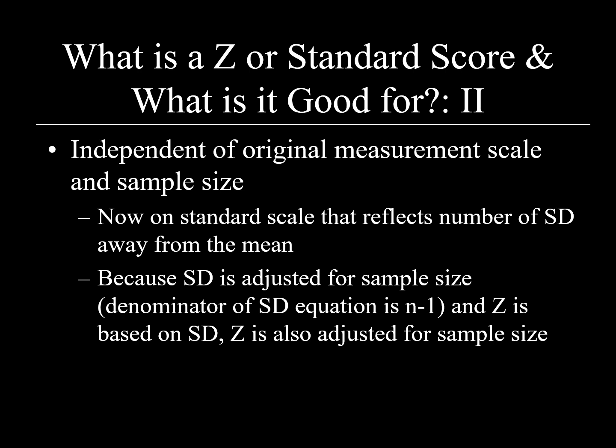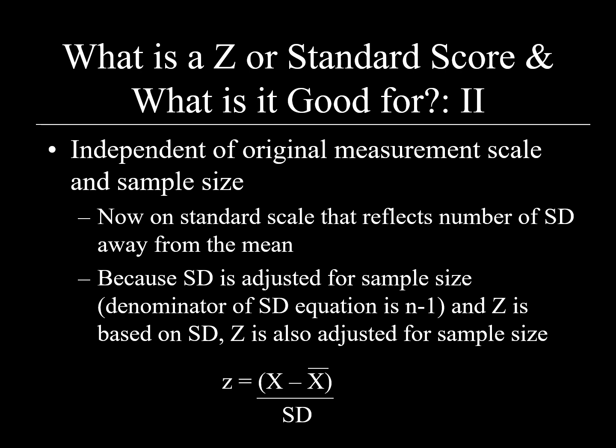So what is a z-score or standardized score and what is it good for? Independent of the original measurement scale and sample size. So we don't get information about how big the sample was. We don't get the actual standard deviation and mean. We use the standard deviation and mean and the sample size to calculate the z-score. And we create a standardized scale that reflects the number of standard deviation units above or below the mean of someone's score. Because the standard deviation itself is adjusted for sample size, remember that when we calculate standard deviation, the bottom of the equation is n-1, and z is based on that standard deviation, the z is automatically adjusted for the sample size.